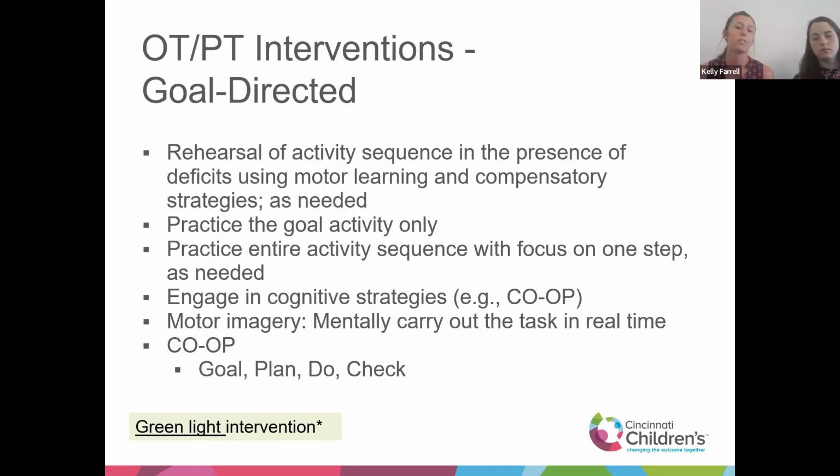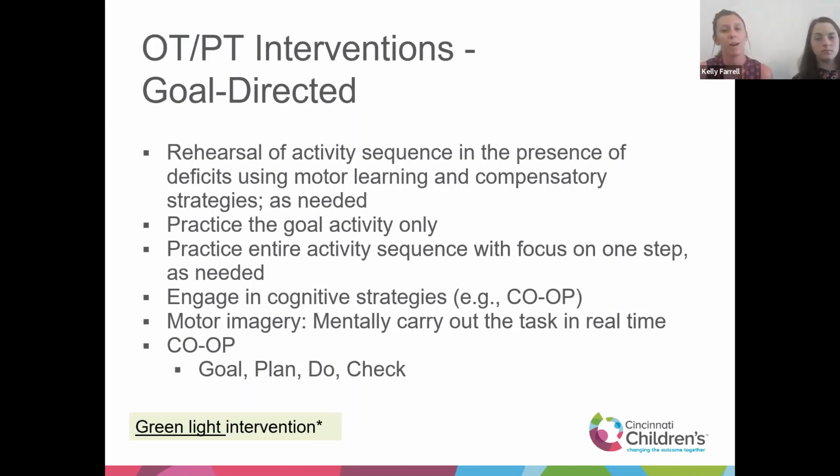So if I want a child to be able to button their shirt, we're going to work on buttoning. Or if I want a child to brush their teeth, we're going to work on brushing our teeth because that's where we see the most success. So always practicing the entire activity sequence and focusing on one step at a time as needed. So breaking down the task and then having them practice the whole thing. Really engaging in those cognitive strategies.